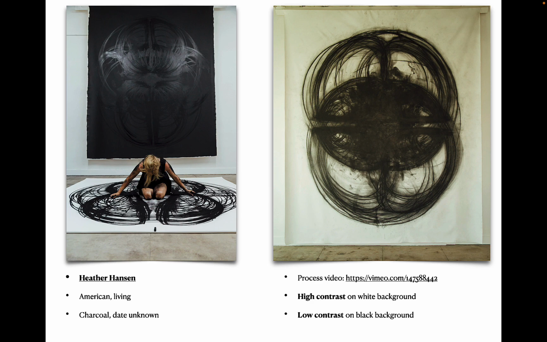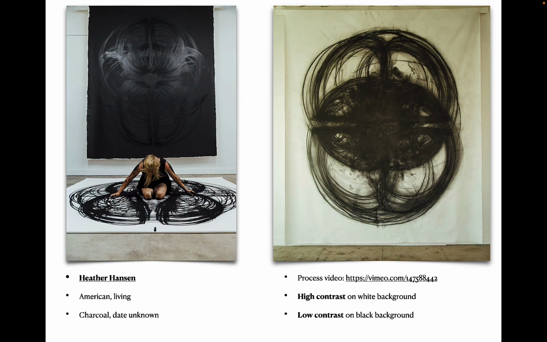So this is Heather Hansen. Again, anytime there's an underline, there's a link to more information about the artist. So please, take a look at this. You can download it in the project where the video is. This is an American artist who's still living. What she does is she creates these charcoal drawings where it almost looks like she's doing yoga. It really does look like yoga, but then they come out as these abstract drawings, and the performance is part of it. There's a video of her process that I linked to.